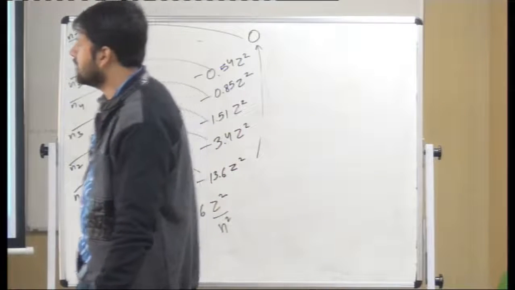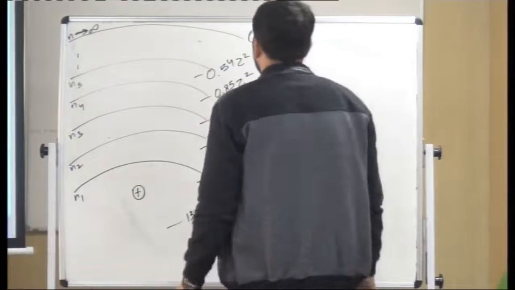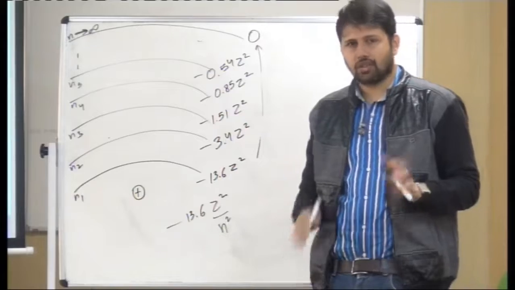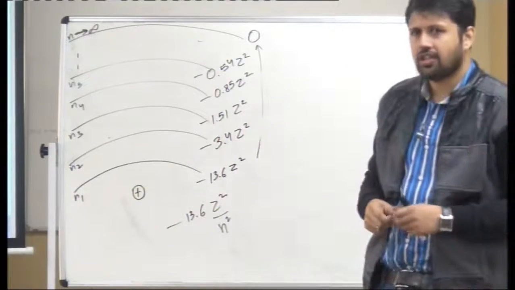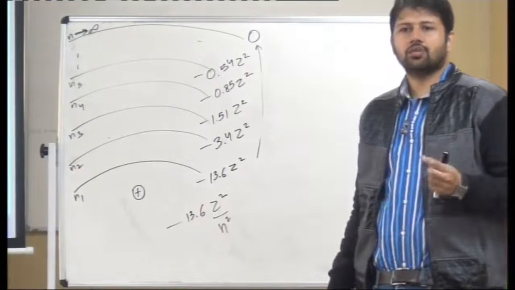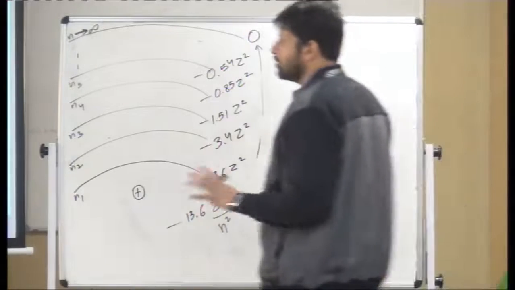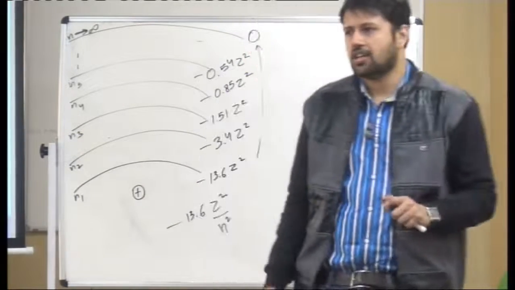Sir, does it mean the binding energy per electron is IP? Actually, there is only one electron, so I would not use the word per electron because it's just one electron. All this was derived for only one electron in the species, right? So I would not use the term binding energy per electron. It's just binding energy.